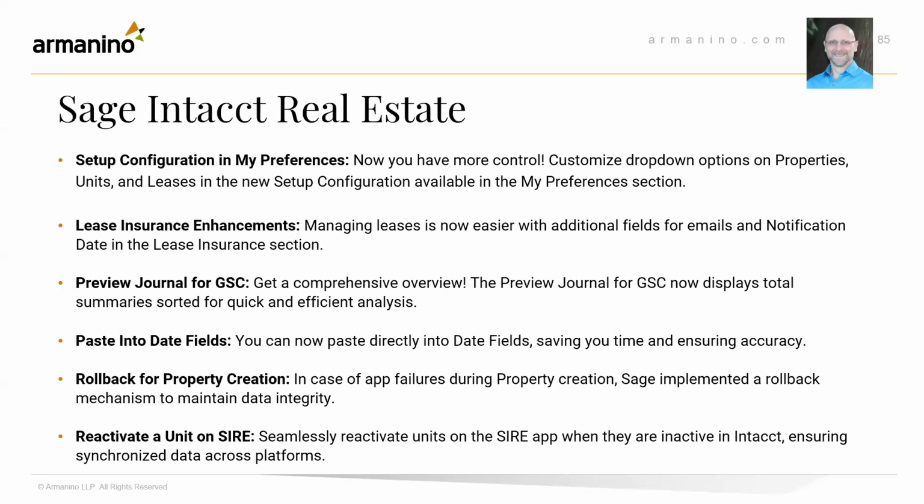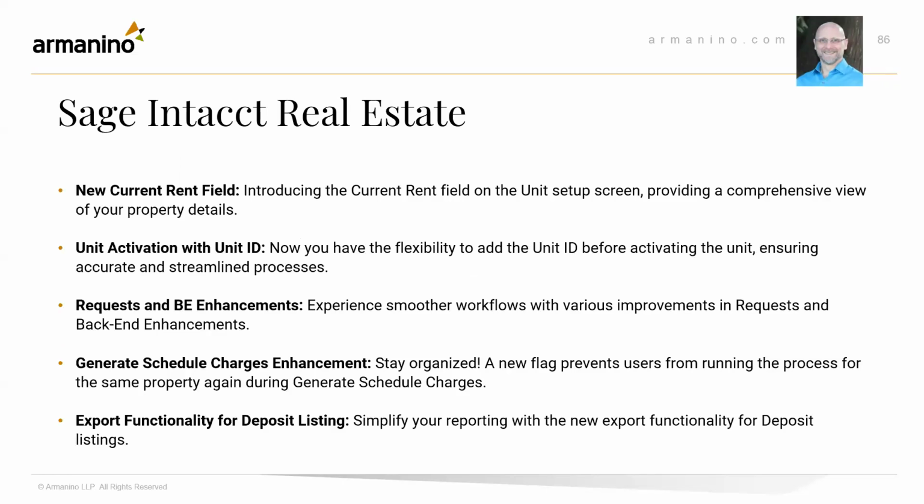If for some reason there's a failure when you're creating a property, you can reactivate a unit in Sage Intacct Real Estate if it's inactive in Sage Intacct. So you can do that from the Sage Intacct Real Estate app. There's a new current rent field on the unit setup, which helps for a comprehensive view on your property details. There's a unit activation, so you can add the unit ID before activating the unit now. That wasn't a thing before. They've just made the workflow smoother with various improvements.